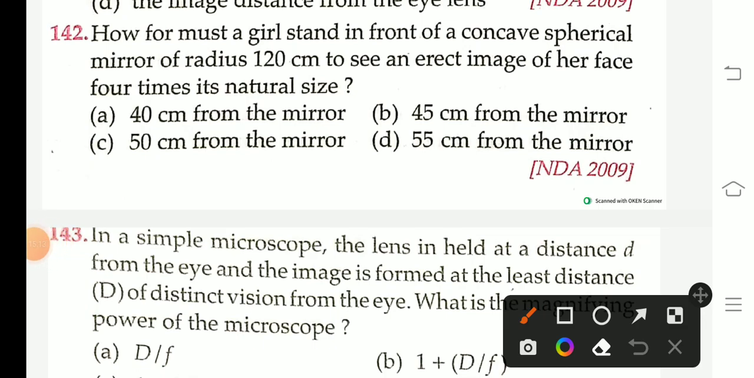Next, how far must a girl stand in front of a concave spherical mirror of radius 20 centimeter to see an erect image of her face 4 times its natural size? Right answer will be option B, 45 centimeter from the mirror.